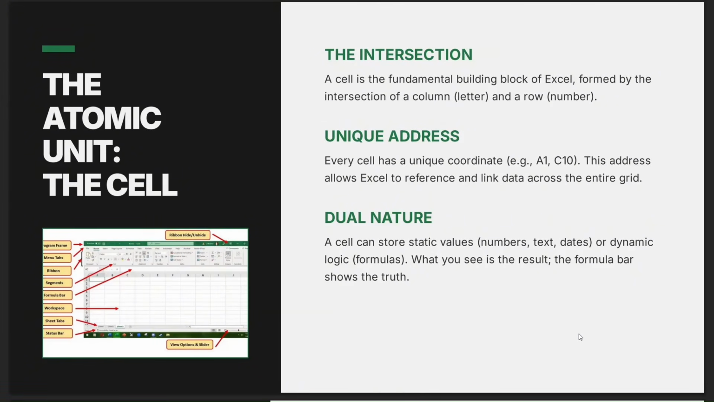What you see is the result, and the formula bar shows the truth. If you see my image here, you can see this is where the formula bar is, and this is how we read it. We go down and then across, so we read it like A1, and that is the individual cell.